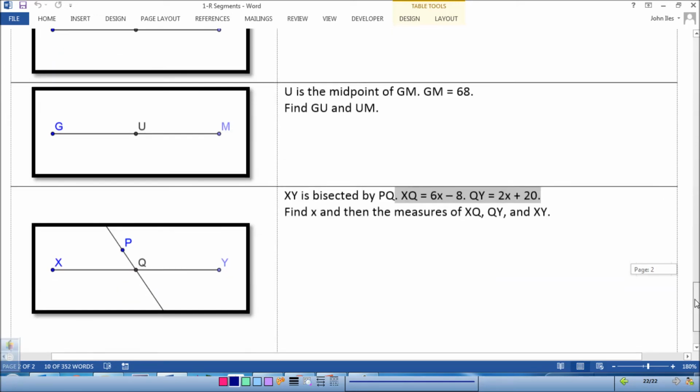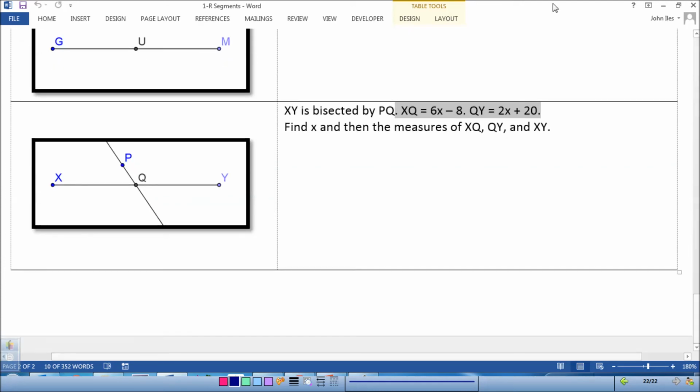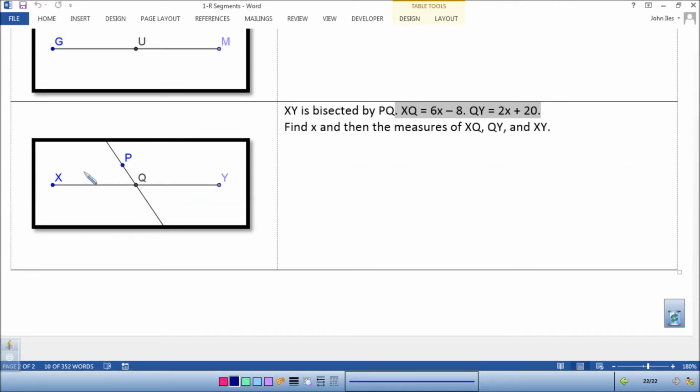This one is an algebra problem, so a little more complex. Here we go. First of all, we have a bisector, so these are congruent segments. XQ is given as 6x minus 8, and QY is given as 2x plus 20. So these are equal. So 6x minus 8 equals 2x plus 20. And this is because of the bisector.